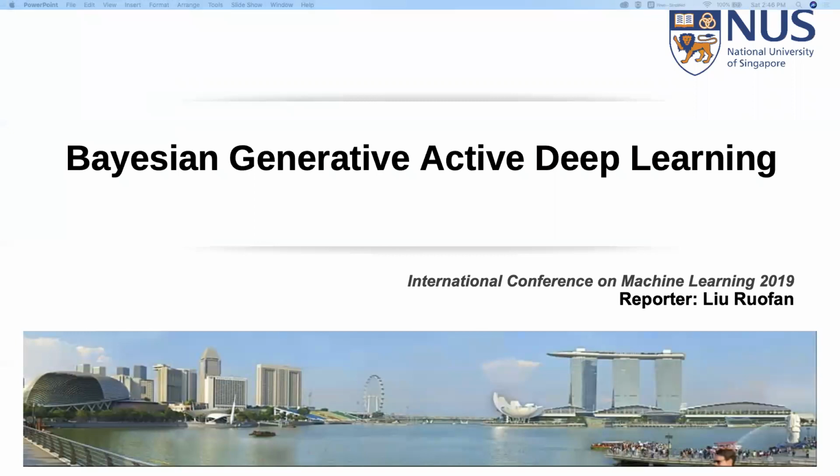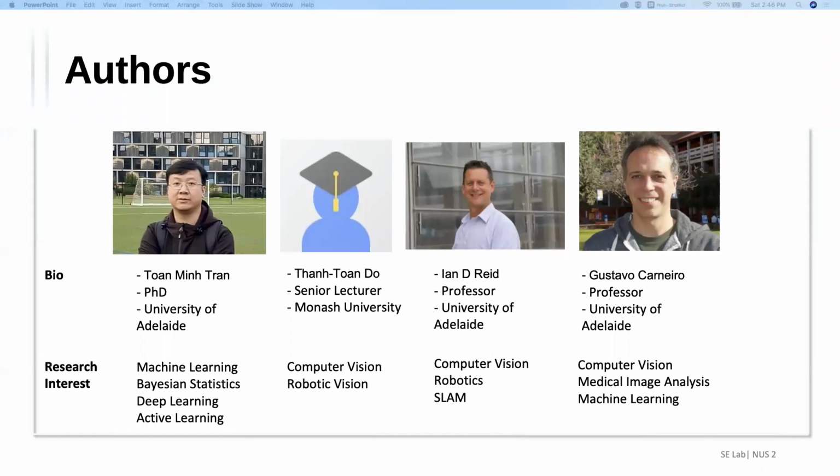This paper is published in ICML 2019. The researchers are from the University of Adelaide. Their research focuses mainly on computer vision, robotic vision, active learning, and Bayesian statistics.